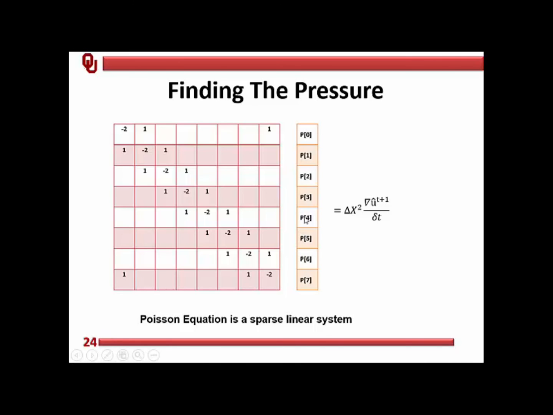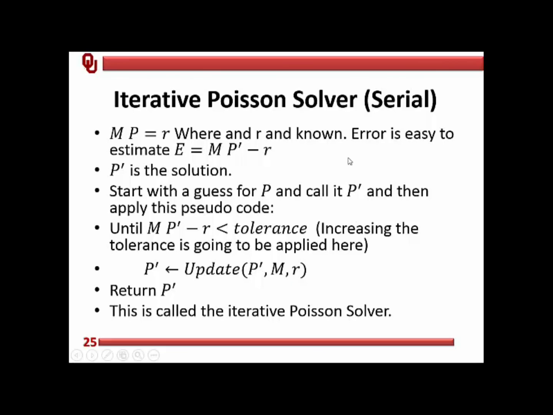To find the pressure along the length of the pipeline, this looks like a sparse linear system where all the empty cells are zeros, and this equals the right-hand side. To solve this, we have the serial version of it.